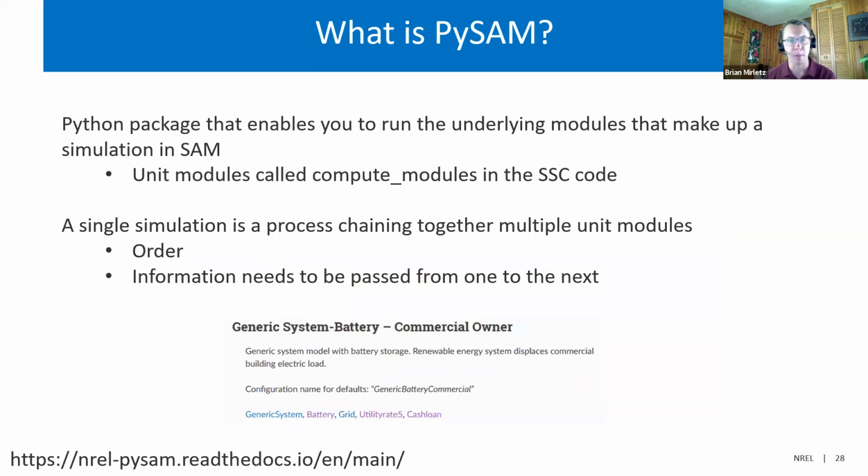Generally, if you're trying to mimic the behavior of a simulation in SAM, you need to chain together multiple compute modules. So you have to have that performance model. There might be some intermediate models that account for things like grid curtailment, and then those financial models such as utility rate calculations or behind or front of the meter financial models. And then PySAM is set up such that that information gets passed down this chain of models.